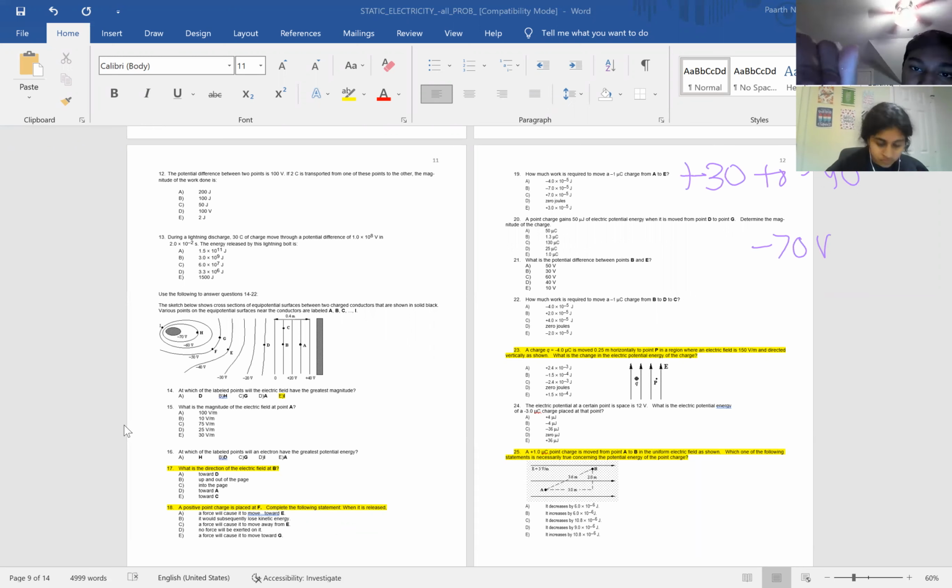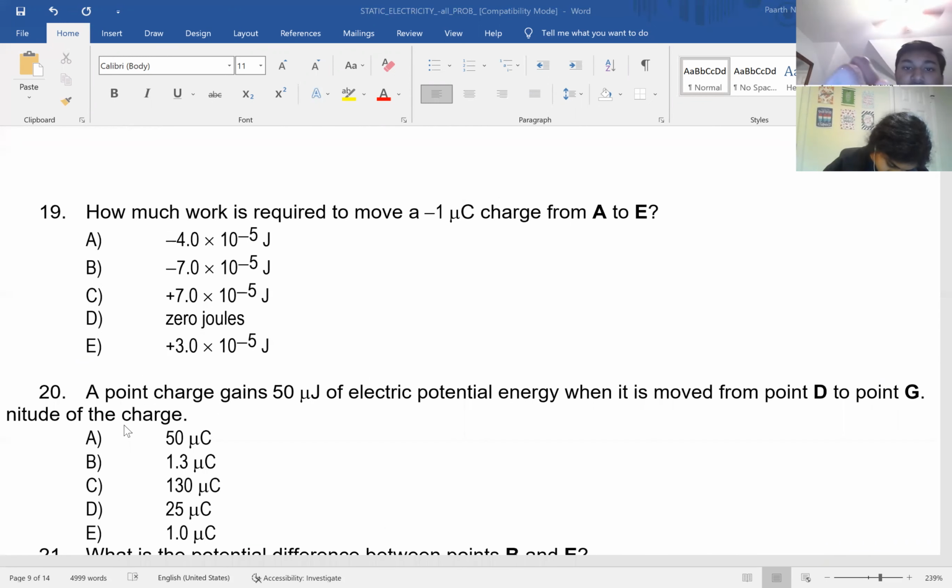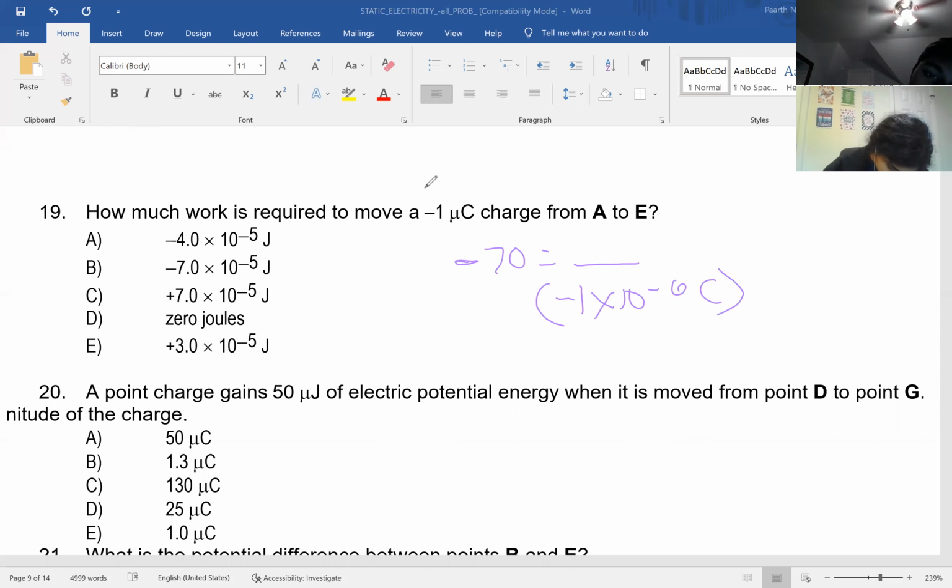Let me zoom into this so that I can. So we said that it's plus 30 and minus 40. Remember, with voltage, it's going to be final minus initial. So it's going to be negative 70 equals work over Q. So Q is negative 1 times 10 to the power of negative 6 coulombs. And then in order to find the potential energy or the work done, you can multiply those two together and you would end up getting 7 times 10 to the power of negative 5, sorry, joules.